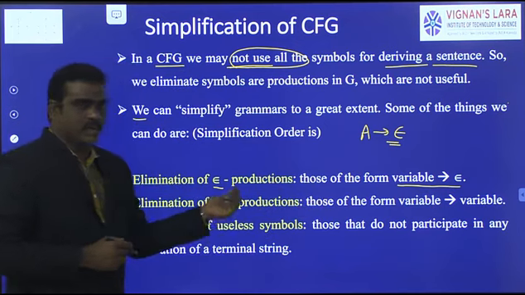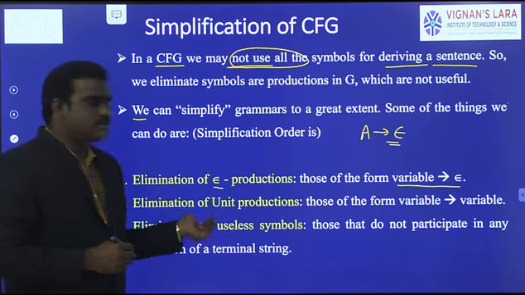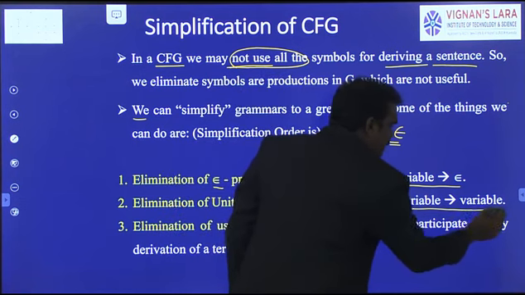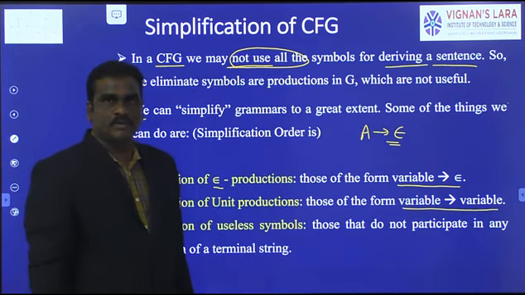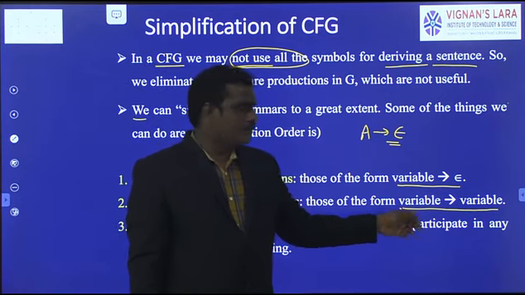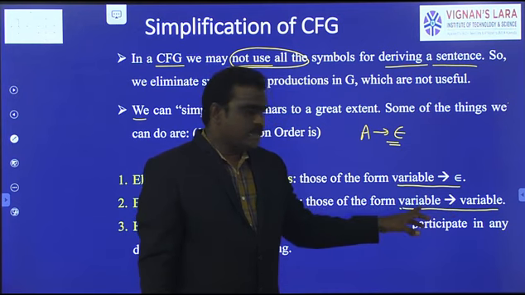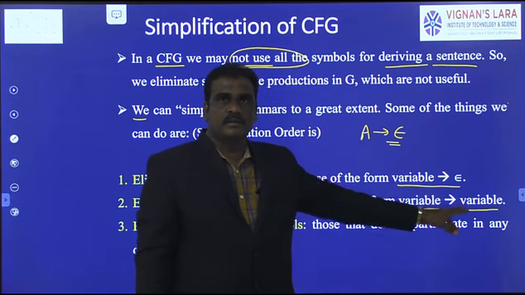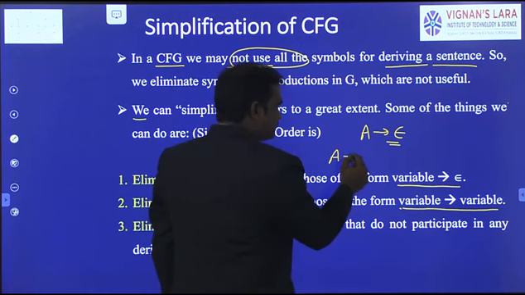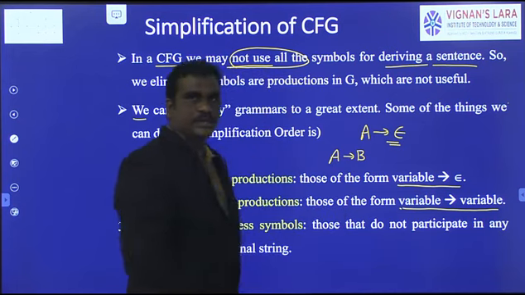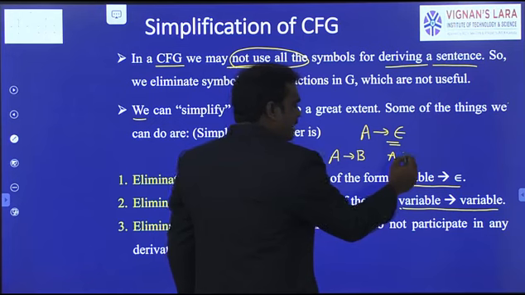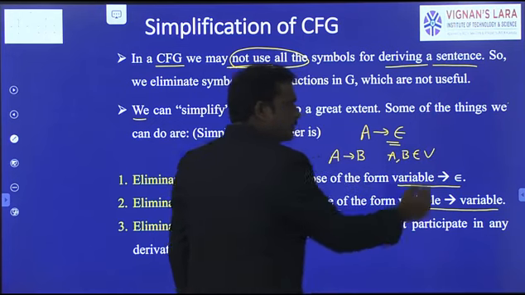And the second one is the unit production. First of all, what is meant by unit production? A unit production is of the form variable to variable. This type of production we call a unit production. The left hand side is a variable and the right hand side is also a variable. An example is A to B. Here A and B both belong to variables only.